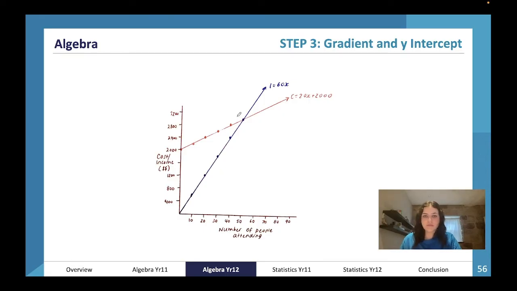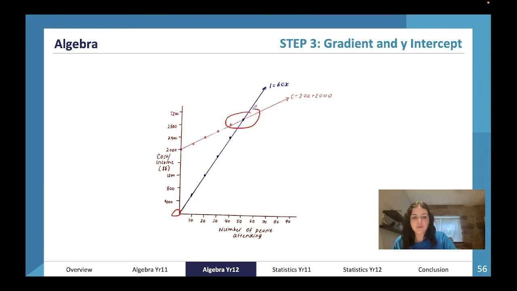The next thing is I equals 60x, our income formula, which is I equals 60x because it's $60 per person who attends, and x is the people who attend. So we're going to start at 0 here. We're going to draw a straight line through all the points that we draw.